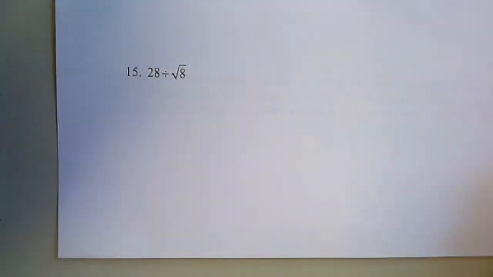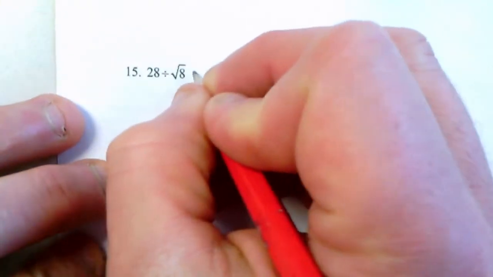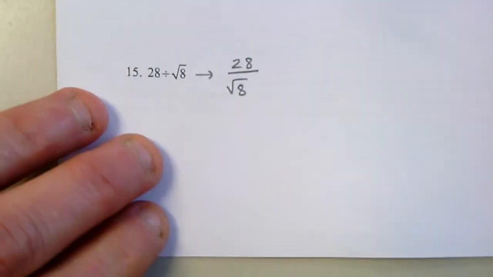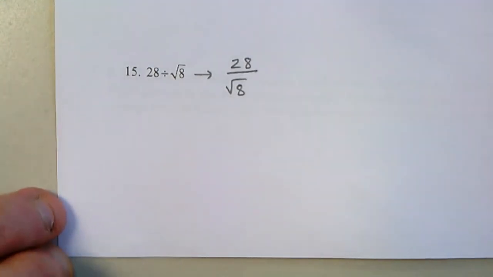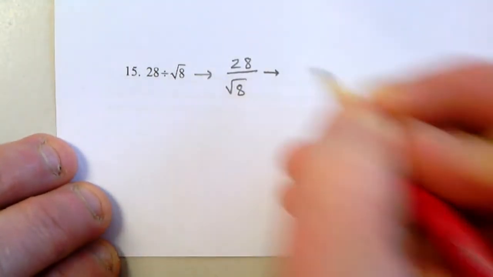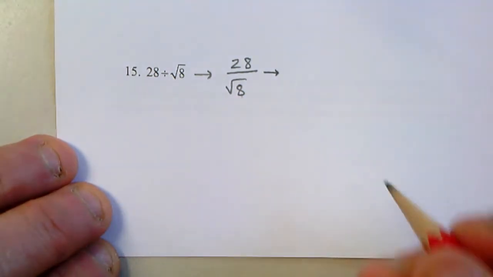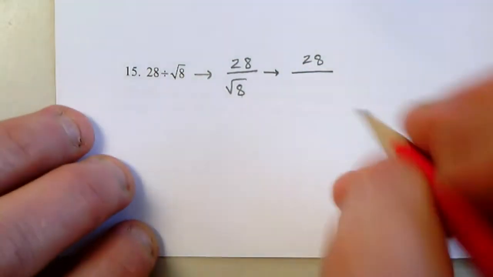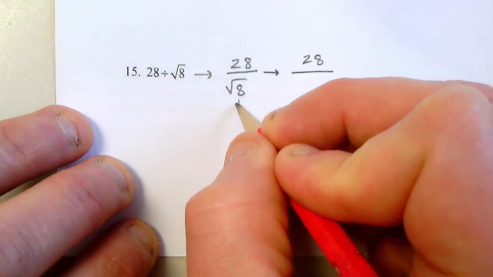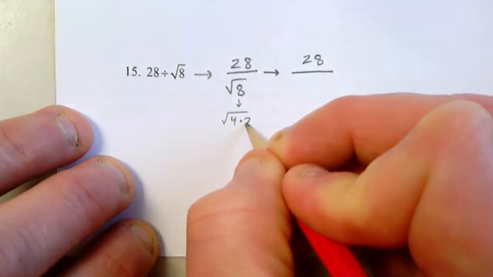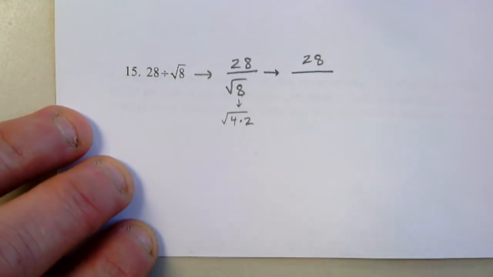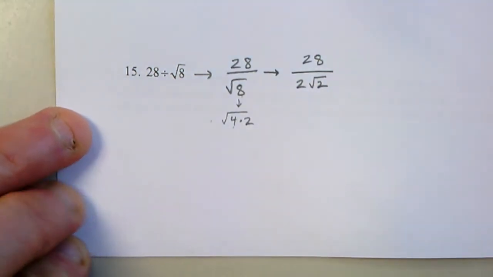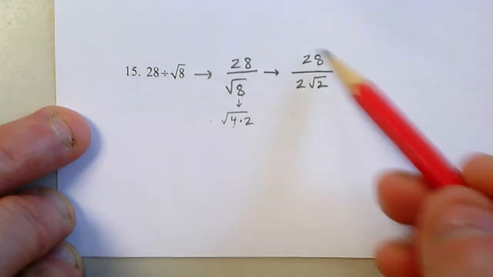If I go to number 15 down here, it's very similar to number 14. And so I'm going to rewrite this as a fraction here: 28 divided by the square root of 8. Okay? Now, there's a couple things to think about here. The square root of 8 has a perfect square factor in it. What number goes into 8 evenly? Well, does 4 go into 8 evenly? It does. And so this is actually going to end up being 4 times 2. Now, what's the square root of 4? It becomes 2. So this is 2 radical 2. Okay?